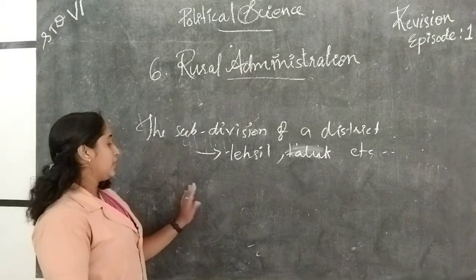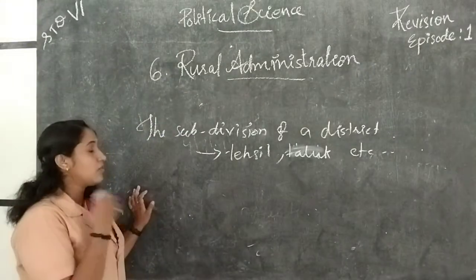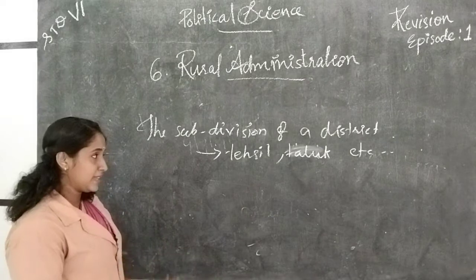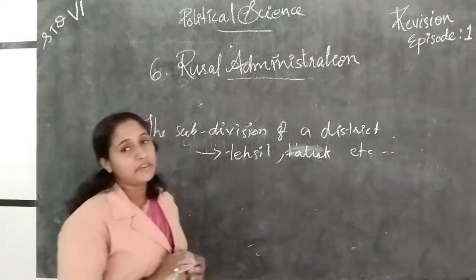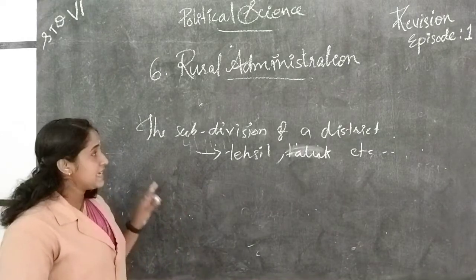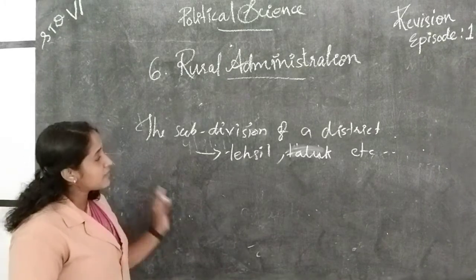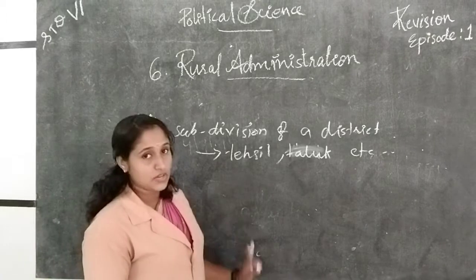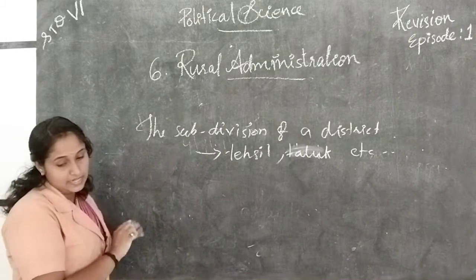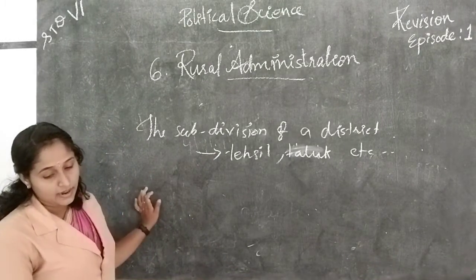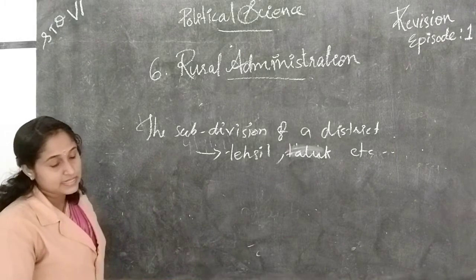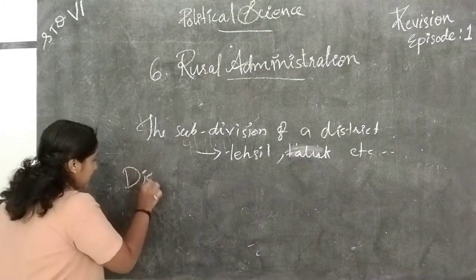So who is the controller or the head of the subdivisions? We know that a tahsil has a tahsildar. The head of the district is called the district collector, and each district has subdivisions. The subdivisions are known as tahsil, taluk, etc. The head of the tahsil is known as the tahsildar. Under the district collector are the revenue officers, also known as tahsildars. So at the head is the district collector.